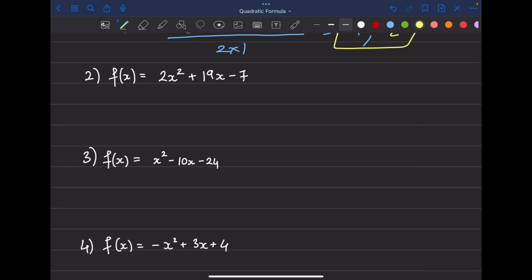Once again, pretty simple. We have to first declare what a, b, and c are. So in this case, a is equal to 2, b is equal to 19, and c is equal to negative 7. Once again, you have to attach the sign with all these numbers. In this case, these were both positive. That's why they're both positive here. Only c is negative, so that's why it's a negative 7. Okay, so I'm going to plug it in my calculator now.